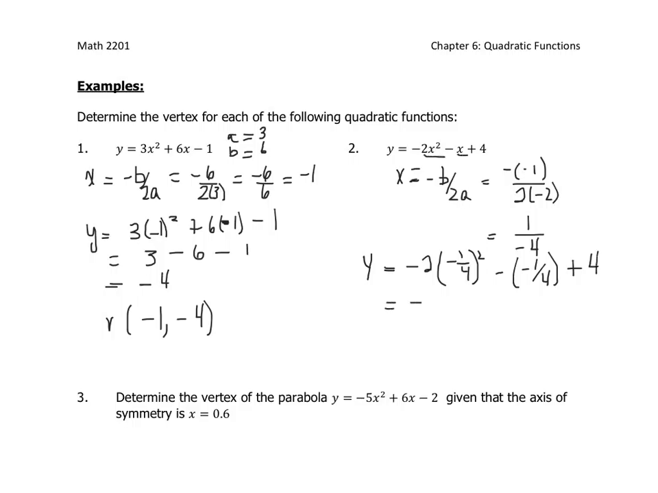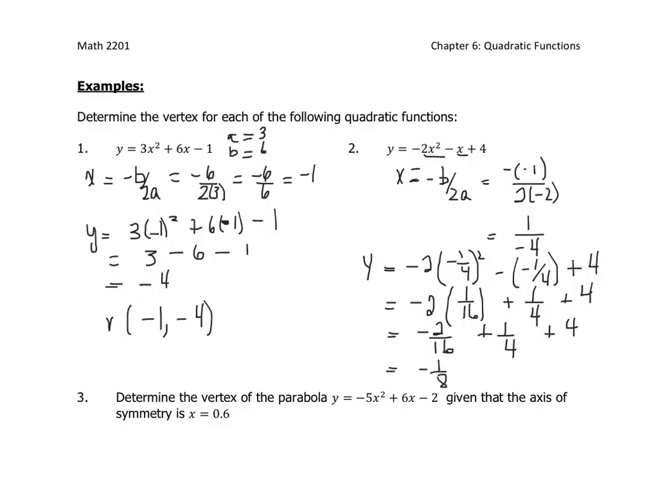So then in order of operations, you have to do your exponents first. So this would be negative 1 over 4 times negative 1 over 4, which is 1 over 16. This is going to become negative 2 over 16 plus a quarter plus 4, which is negative 1/8.